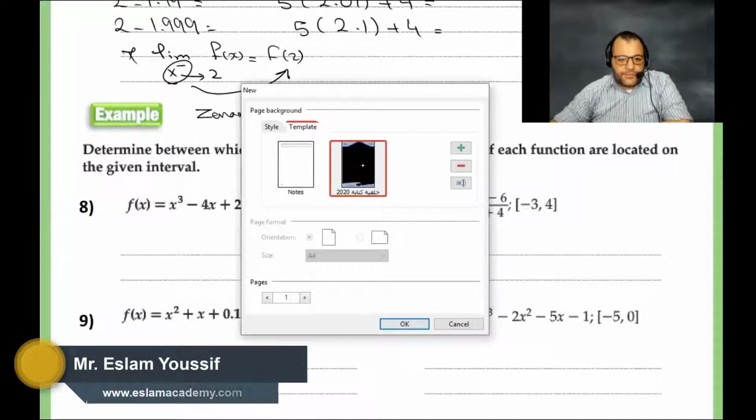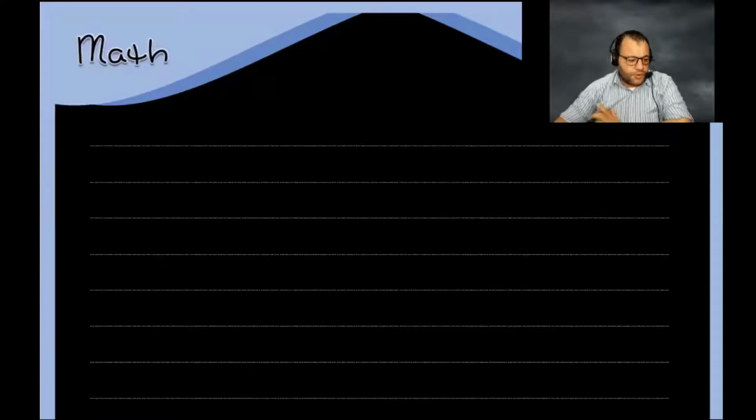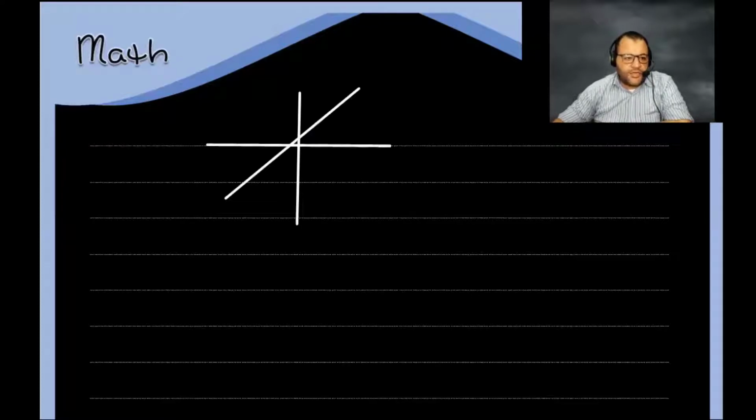Linear. It's represented as a straight line. For the linear function, suppose that we have a function like that. That is the graph for the linear function.